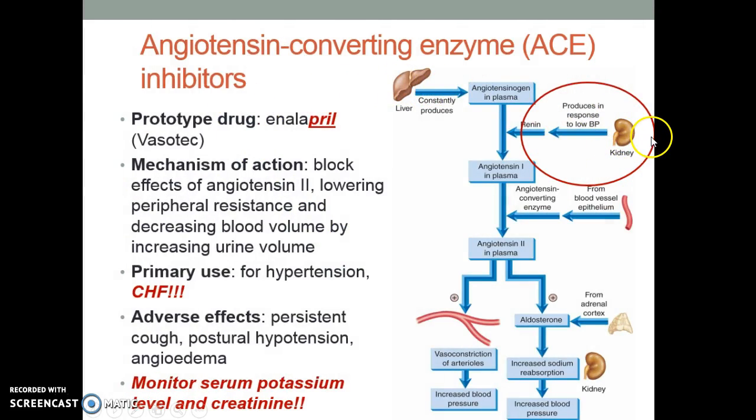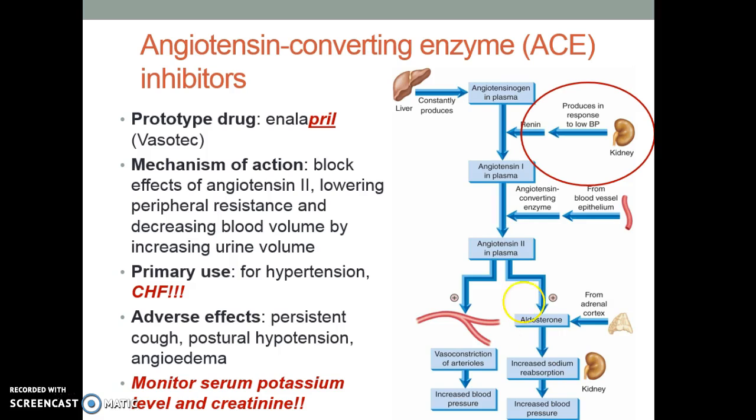Low blood pressure, kidneys don't like it. So they're going to release renin. Liver is going to be producing angiotensinogen. Renin converts angiotensinogen to angiotensin 1. Angiotensin converting enzyme is going to convert angiotensin 1 to angiotensin 2. Once you have angiotensin 2, it in and of itself is a potent vasoconstrictor, which is going to increase your blood pressure. But wait, I'm not done yet. It also causes aldosterone release from the adrenal cortex, which is going to increase sodium reabsorption and water reabsorption from the kidney, increasing blood pressure by increasing blood volume.